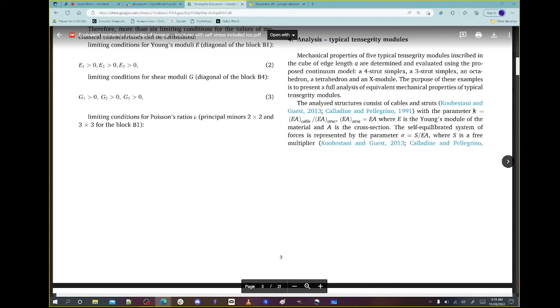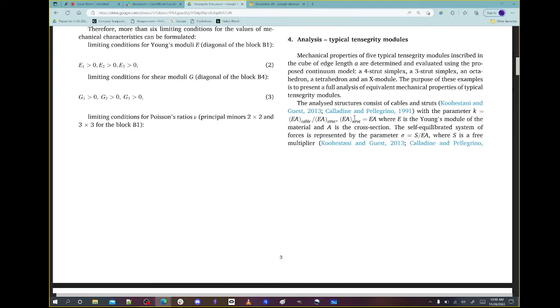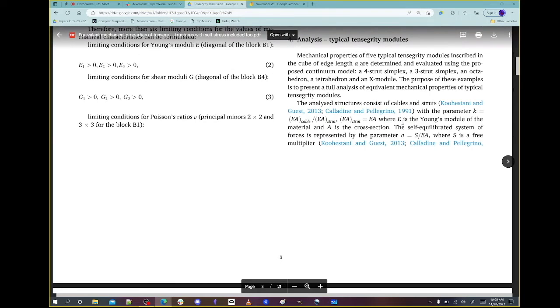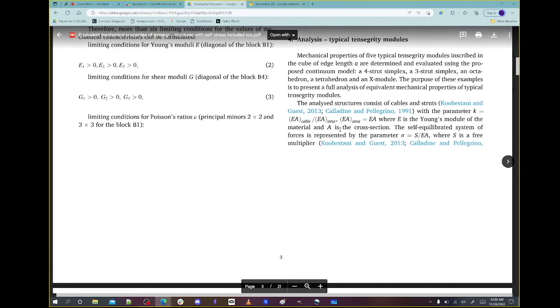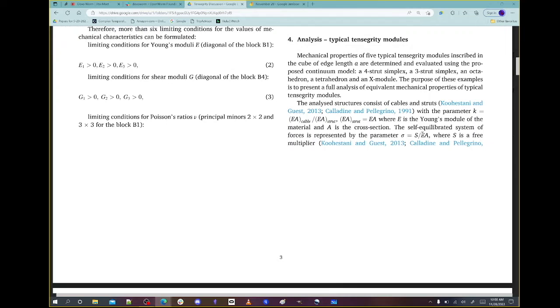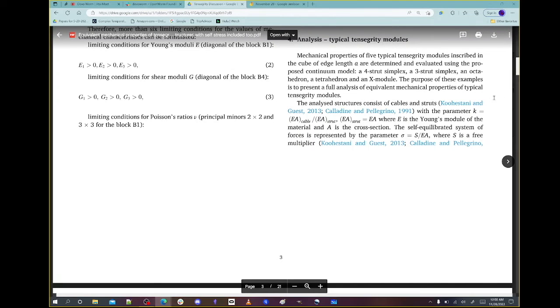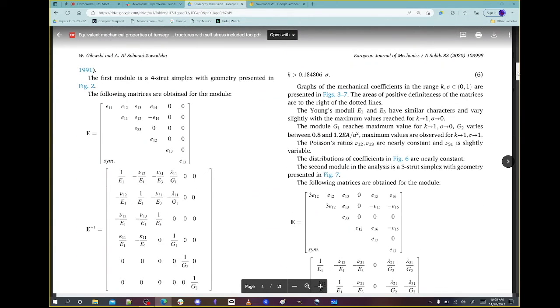Then they have this parameter K, which is the EA cable over EA strut, where E is the Young's modulus, and A is the cross section. The self-equilibrated system of the forces is represented by this parameter S over EA, where S is a free multiplier, and EA is that quantity there. So these are the matrices that they derive from this.